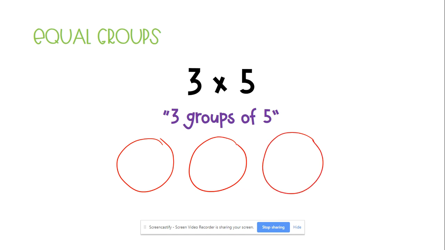I'm going to read that equation again in my mind, 3 groups of 5. That second number lets you know how many dots you should place inside each of these groups. I like to show my dots in the same way that you would see them on a pair of dice. So in each of these, the first, second, and third group, I have 5 dots.